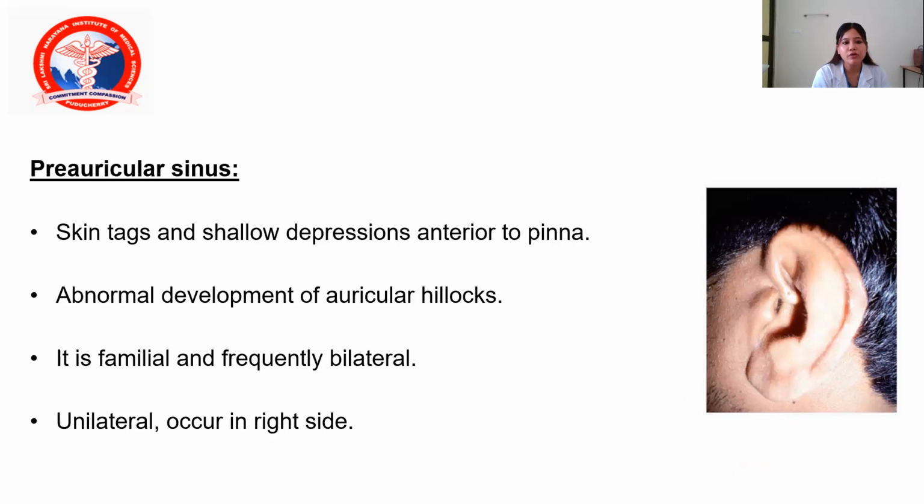This is a frequent condition seen, the pre-auricular sinus. Here you can see the sinus. So what is that? The skin tags and shallow depressions anterior to the pinna. Pre means anterior, right? So anterior to the pinna. This occurs due to abnormal development of the auricular helix. So if any abnormal development occurs in the helix, it will lead to this pre-auricular sinus.